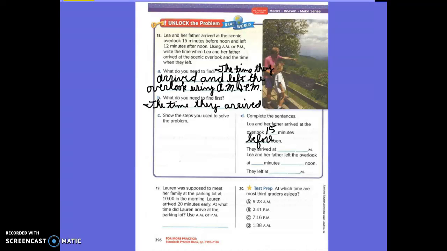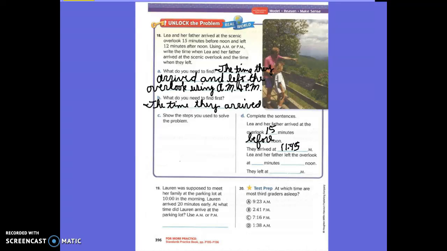Towards the 11. And we have to go 15 minutes. So 12 o'clock, the 12. You are going to go 5, 10, 15. So let's look. What is the hour then? 11. So they arrived at 11. And then what is the minutes? 45.